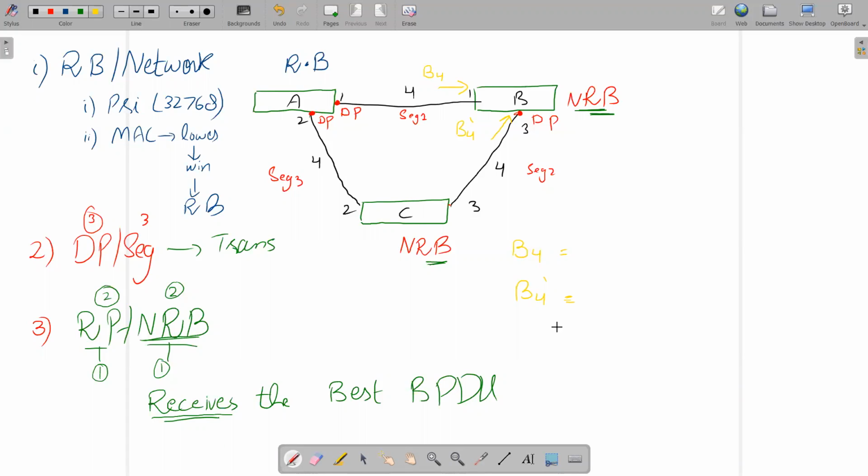If you succeed in writing B4 and B4 dash, that means you have understood the STP algorithm. But now if someone makes a mistake, then that is not in my control. They are not ready to learn.